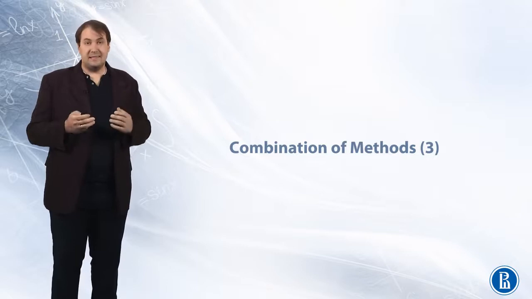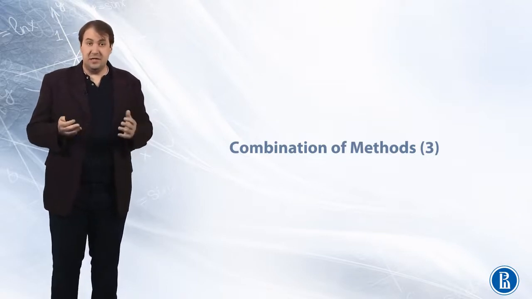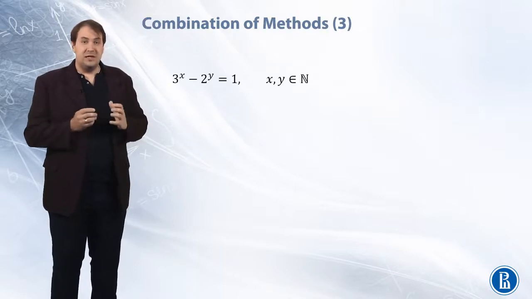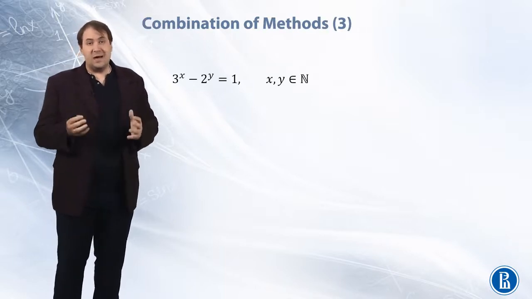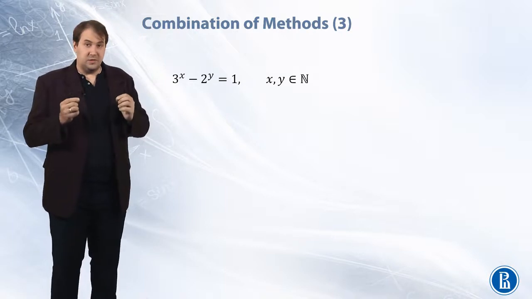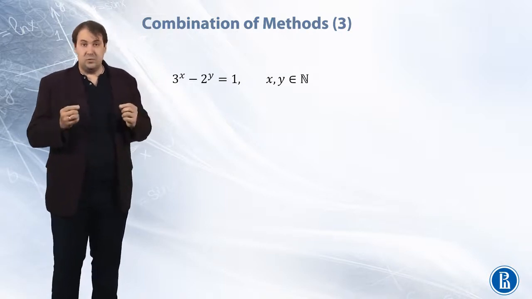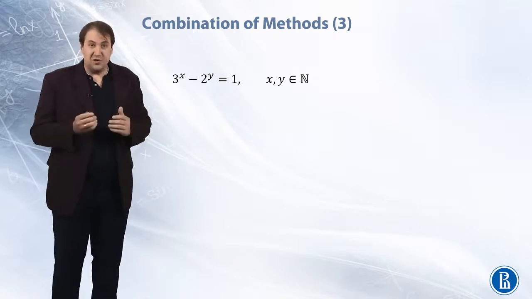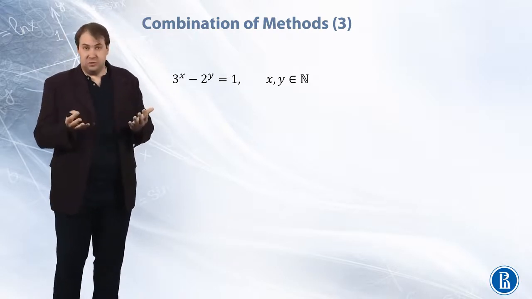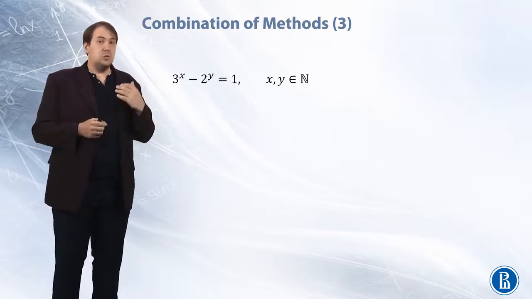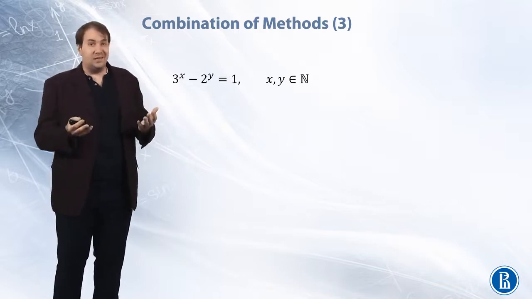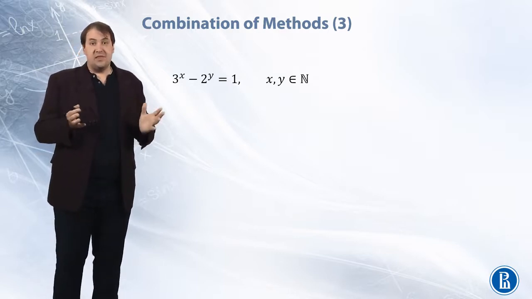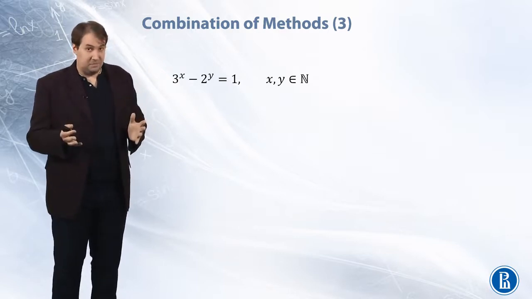Now we will discuss another Diophantine equation, also very interesting. Let's take a look at this equation. We need to find two powers of 3 and 2 which differ by 1. Well, we all know such numbers. For instance, 3 minus 2 is equal to 1, and also 9 minus 8 is equal to 1. But the question is, are there other solutions of this equation?